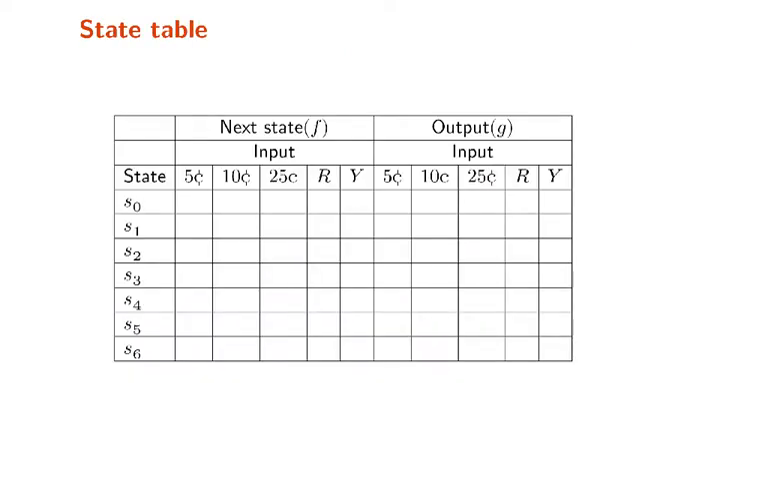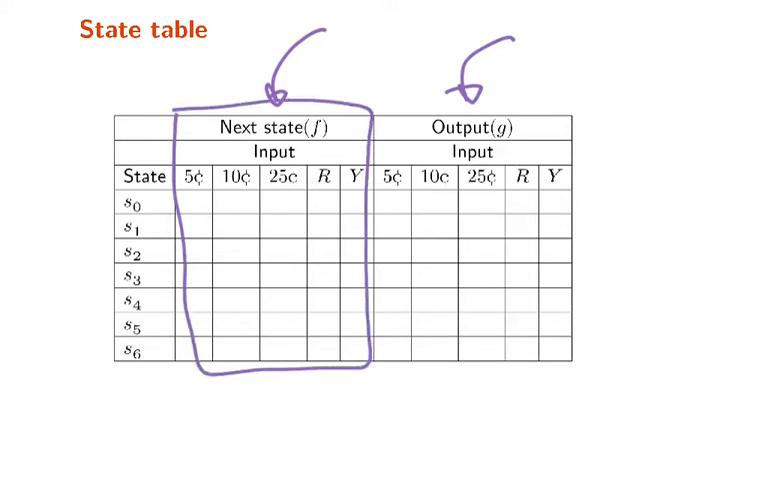This is what is called a state table. In a state table, we are going to put in the first column all the possible states of the machine. So in this case, the seven states. In the other columns, we are going to put the next state and the output. These actually are like 2 independent tables that are put just side by side.